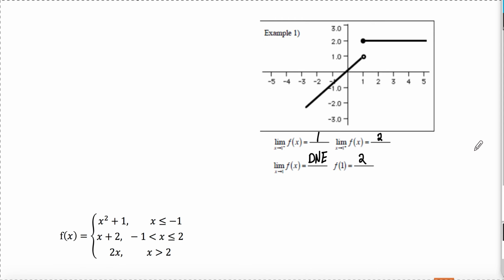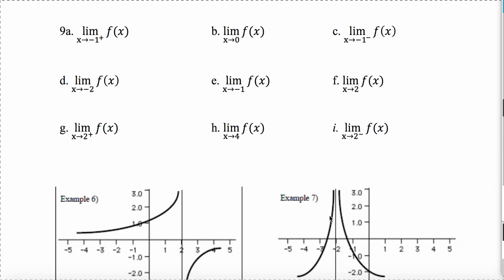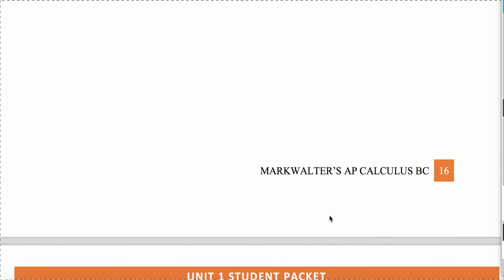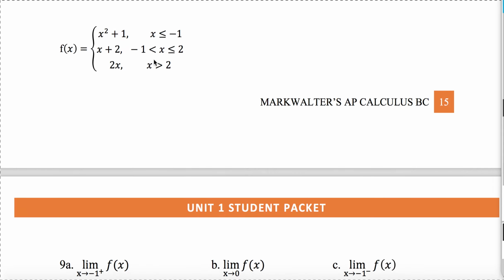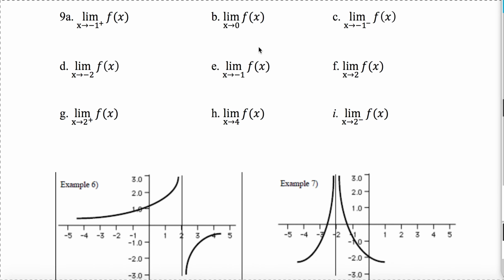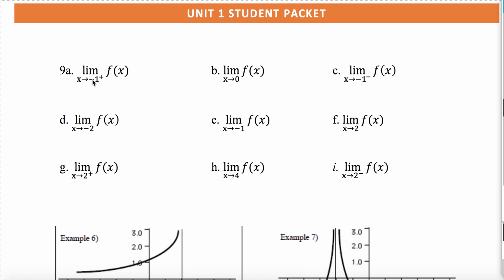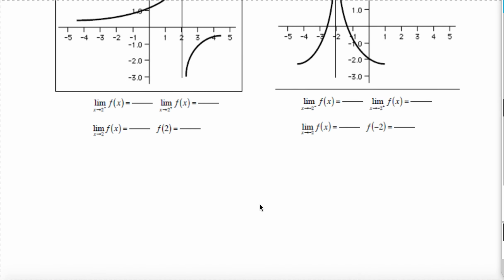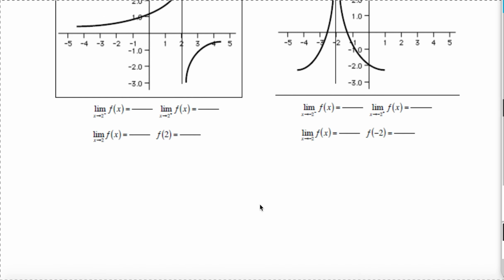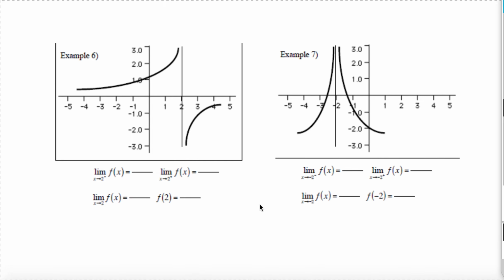All right. Cool. Pretty good. We're getting pretty close to the end here. To wrap up for today, what I would like you to do is take a look at this piecewise function that's at the bottom of 15. At the bottom of 15. And I want you to use that piecewise function to evaluate 9a through I, and answer these 2 graph questions as well. And we'll stop. I'll pause the video, and then you'll try those, and then you'll check your answers, and we'll wrap up.